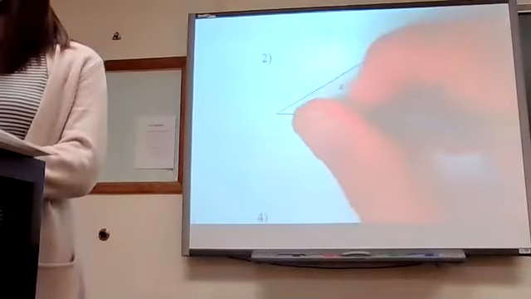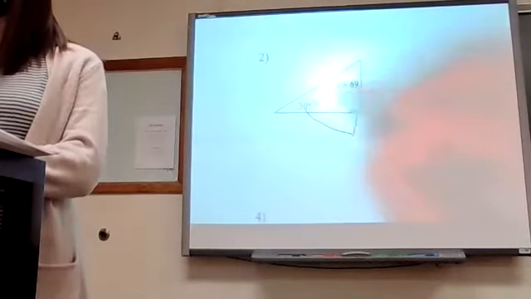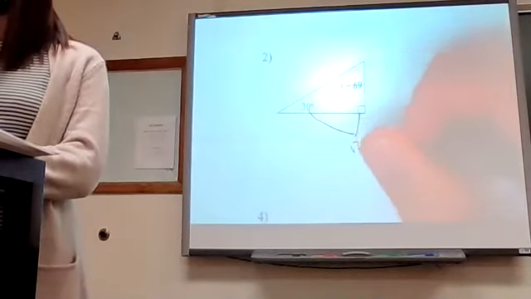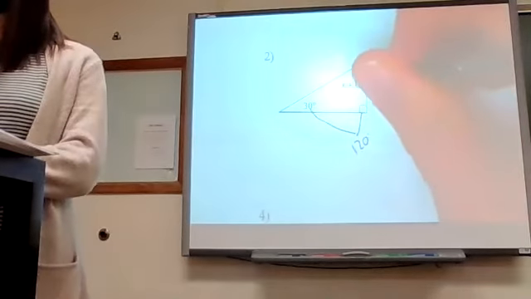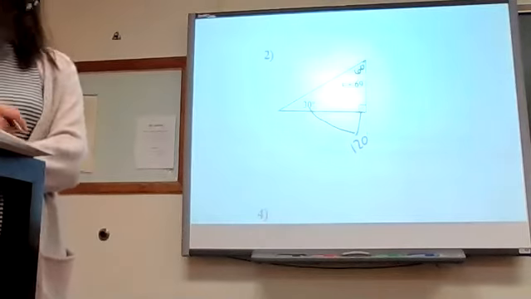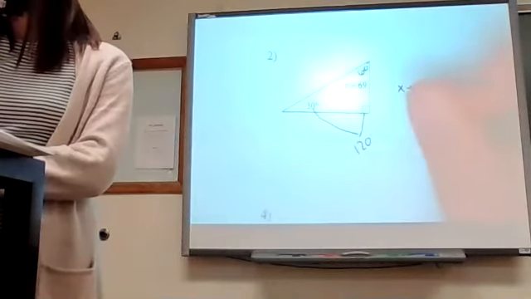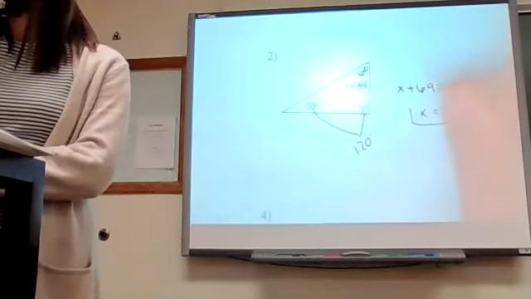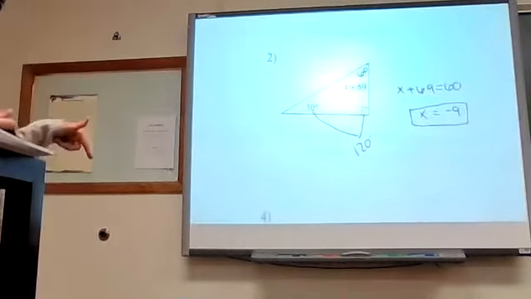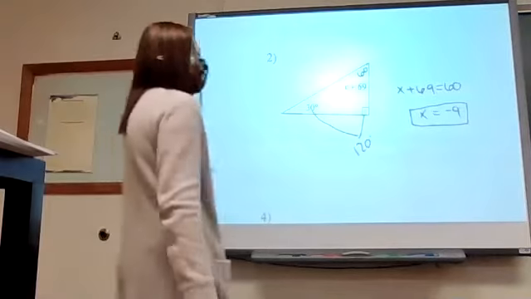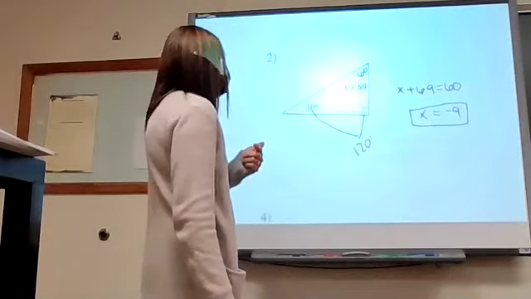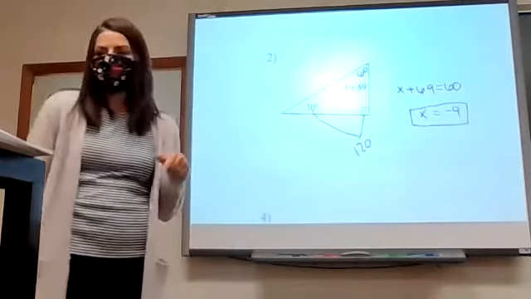Number 2 is really similar here. I have 90 and 30, so that's 120 degrees, which means this angle must be 60 degrees. I set up my equation, and we get x equals -9. I know that x plus 69 equals 60. Solving for x gives me -9, using the fact that the triangle equals 180.